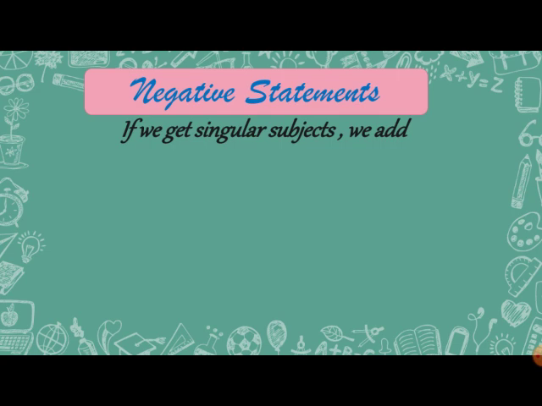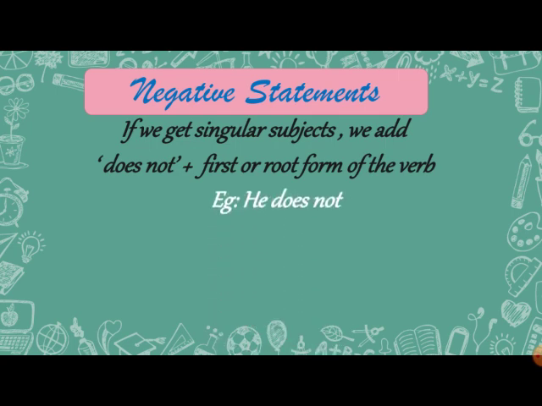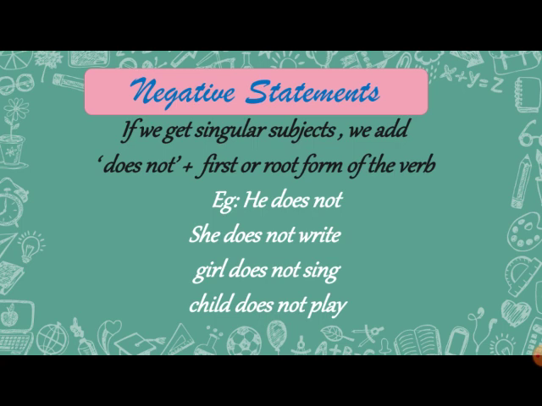You only have a verb in a sentence. Then, if the subject is singular, we add does not plus the root form of the verb. Remember this rule, children. Whenever the subject is singular and you do not have a helping verb, add does not plus the root form of the verb. The verb should not get any s or es. For example, he does not, she does not write, girl does not sing, child does not play.